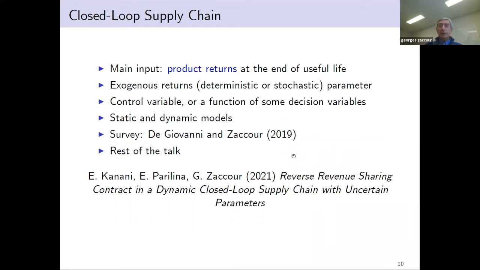And for reasons I cannot understand, the Annals of Operations Research is republishing the paper in June 2022. They have an agreement with the other journals. So don't think that we are submitting our papers to two journals. It's their policy. So for the rest of the talk now, I'll be dealing with this paper with Elnaz Kanani and Elena Barilina.